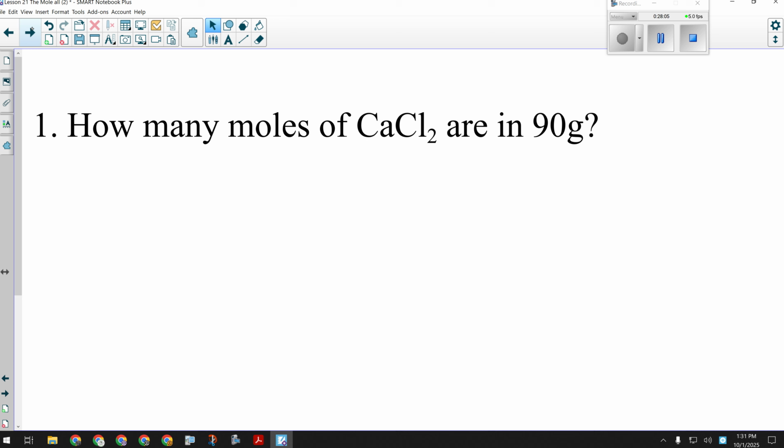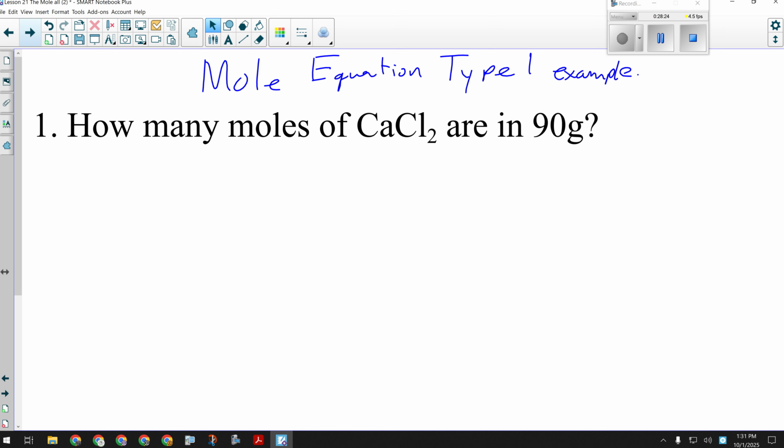I would like you to write this example down. We're going to do this as our first example. This is a mole equation type 1. Mole equation type 1 example. It's the easiest.